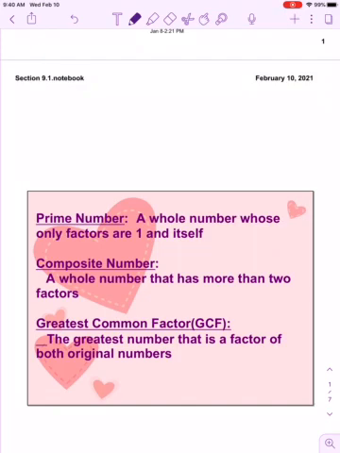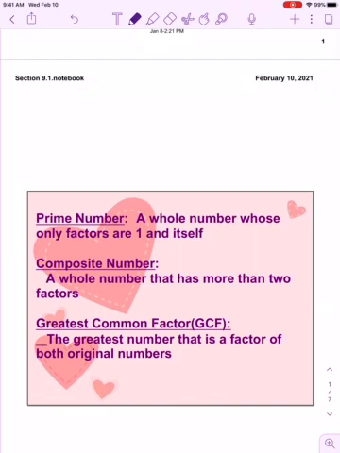So prime numbers are numbers whose only factors are 1 and itself. So like 7 is prime, because the only things that evenly divide 7 are 7 and 1. Okay, so factors, you can think of it as just like what numbers divide this one. Okay, that's a factor, something that goes into it.